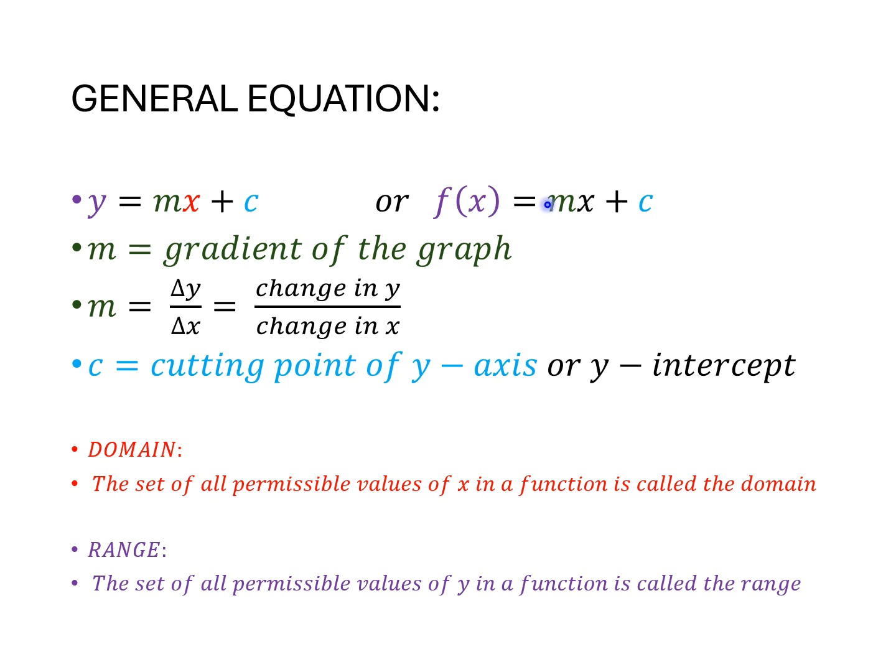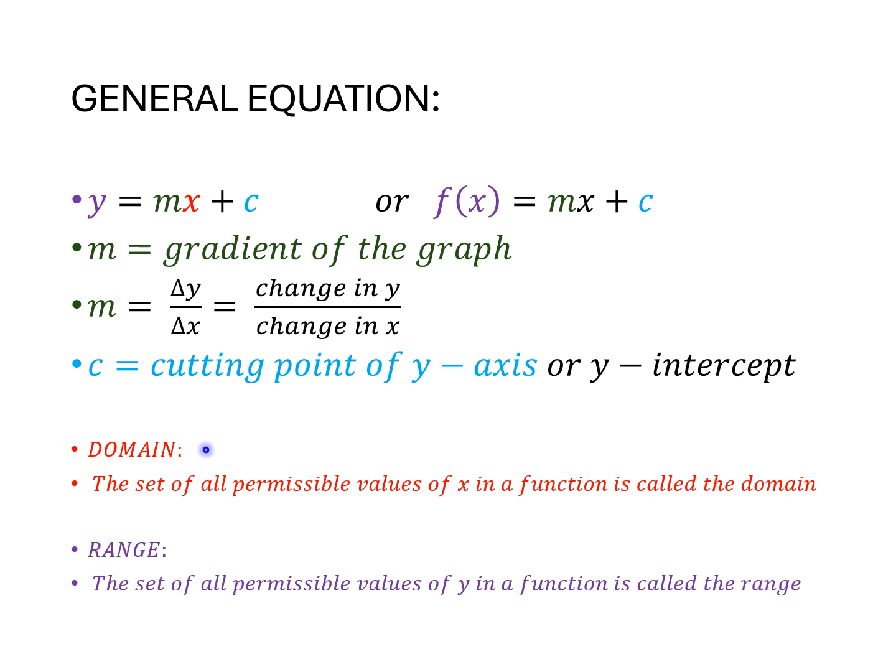The letter m there represents the gradient of the graph. To get the gradient, we always have the change in y over the change in x, so delta y divided by delta x. C is referred to as the cutting point of the y-axis, or in proper English, the y-intercept.